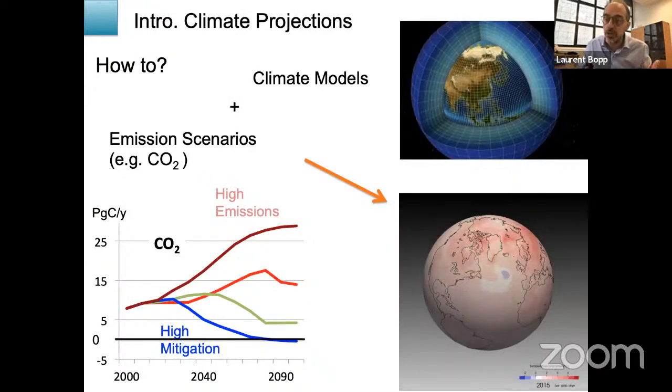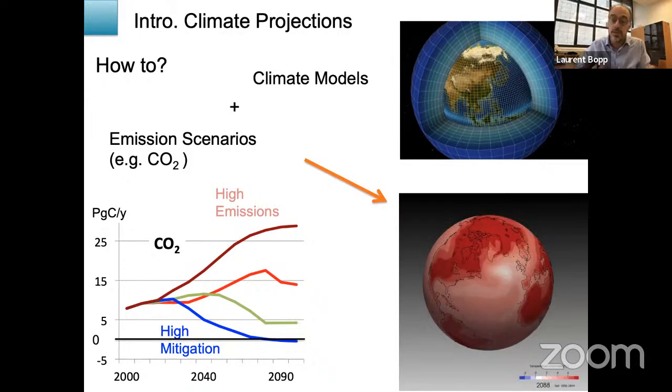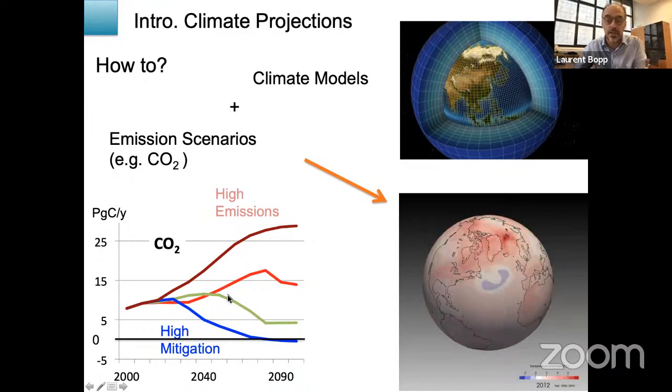So to do climate projections, you need basically two elements. You need a climate model, of course, which is what you have on the upper right. So within a climate model, you would have a representation of the atmosphere and of the ocean and the land surface. But in addition to the climate model, you need scenarios. And here you have examples of CO2 emissions scenarios for the next decades, from a high emission scenario in brown here to high mitigation scenarios in which the CO2 emissions decrease sharply in the next decades.